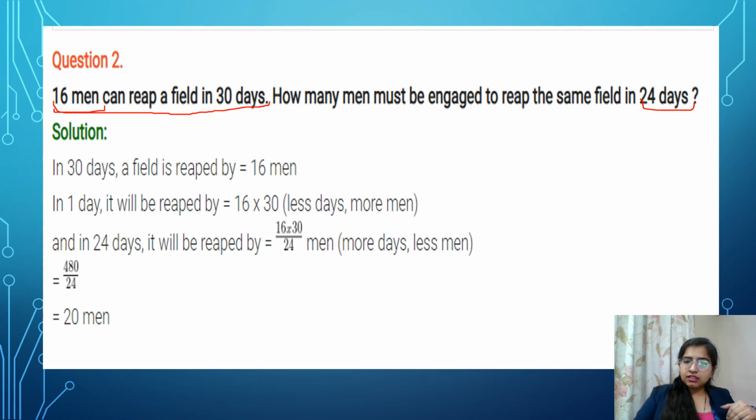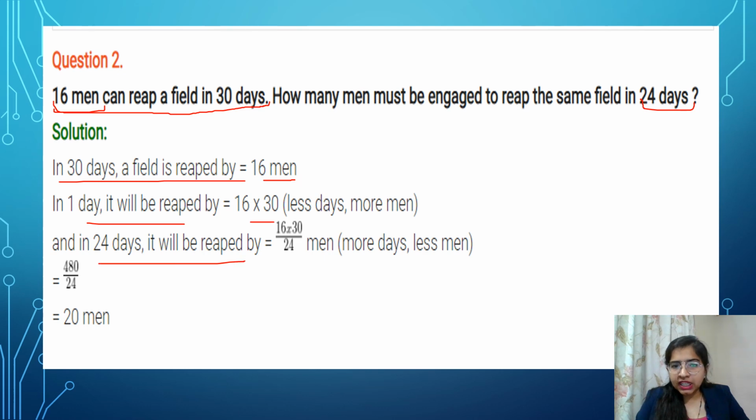One thing is decreasing, the other thing will increase, right? That's why in the solution you have to write: in 30 days a field is reaped by 16 men. In 1 day you have to multiply. In 24 days you have to divide by 24. After solving this, in the table of 4, you can cancel them. You will get 20 men as the answer. Okay, getting it? It's too simple, no?